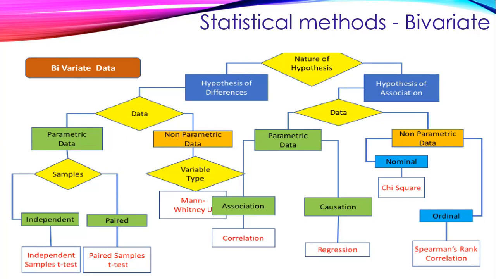In the case of bivariate data, if your data is parametric and your sample is an independent sample, then you have to do an independent sample t-test. Whereas if your data is paired data, then you have to do a paired sample t-test. I'm not going into the other part because that is out of our purview. You're just going to understand the t-test and then move forward with Anova.